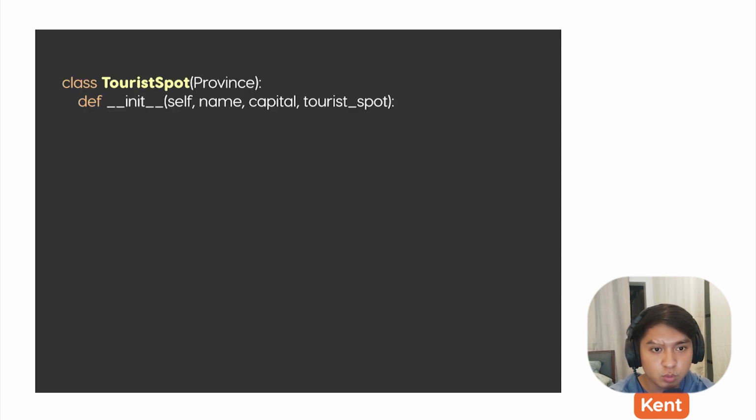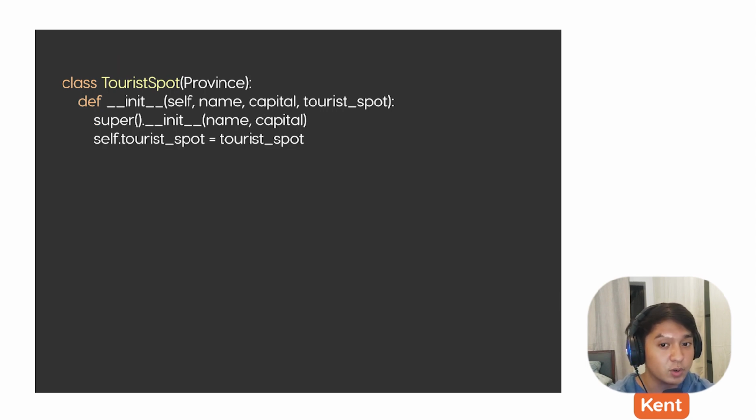Moving on, we will now apply this by resuming our previous code. In this example, the tourist spot class will inherit from the province class, making tourist spot a child class and province a parent class. This is indicated by the parenthesis, province. For the child class to inherit the blueprint of the parent class, we also have to use this line of code, which calls the constructor of the parent class province to initialize the inherited attributes name and capital. With this, the child class also inherits the method from its parent, which we'll demonstrate in a few more steps.